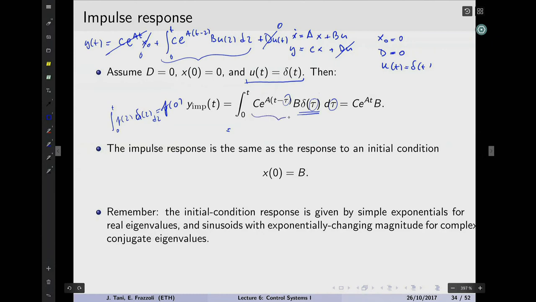So what we get is this function here evaluated at tau equal to zero, which is C e^(At) B. Now, notice, this is called the impulse response of a system. And it's the same as if, look at the y of t here, it's the same as if we chose as initial conditions B. So here we had x naught, and we'll put a B here, we get the same response. Okay? So why is this important?